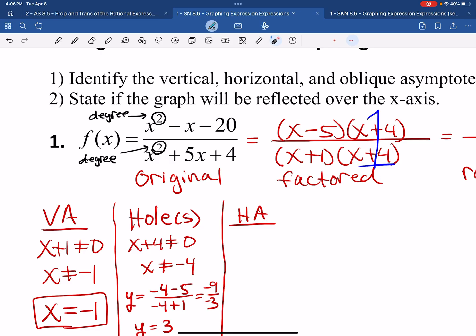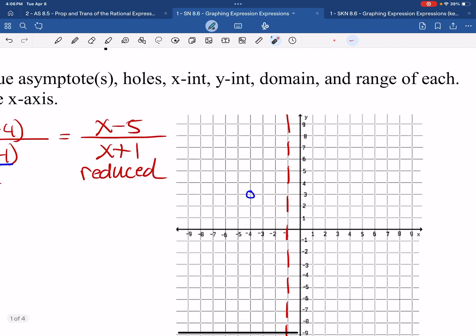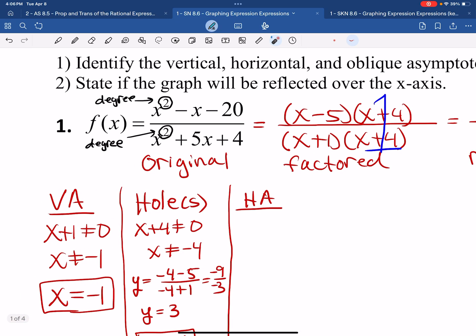BABO says if the degree of the bottom is bigger than the top, well, we don't have that situation, but if we did, then the horizontal asymptote would be right here on the x-axis, bigger on bottom 0. BOTTEN says if the degree on the top is bigger than the bottom, which we don't have, but if we did, there would be no horizontal asymptote. Then what we'd have to look for is an oblique asymptote.